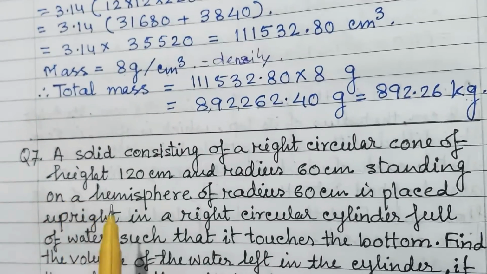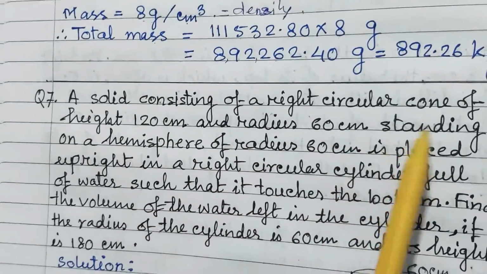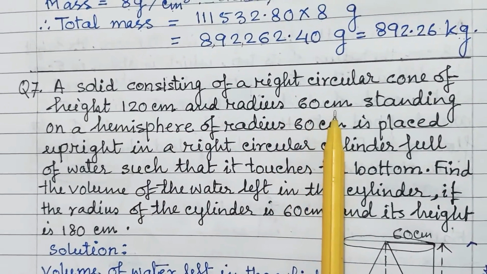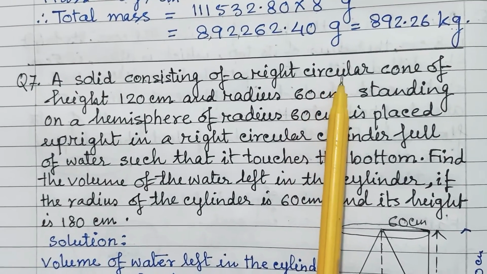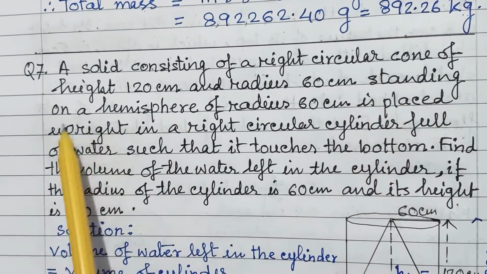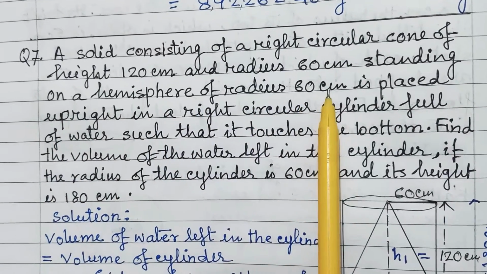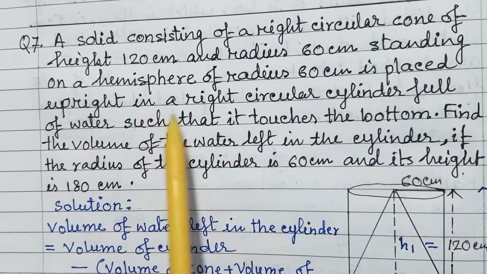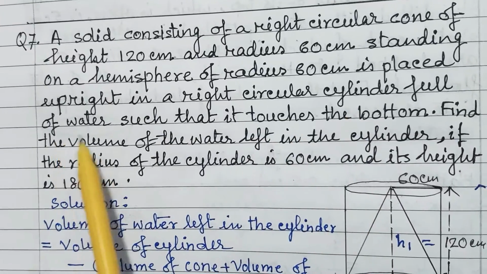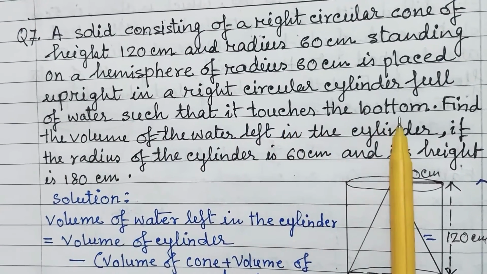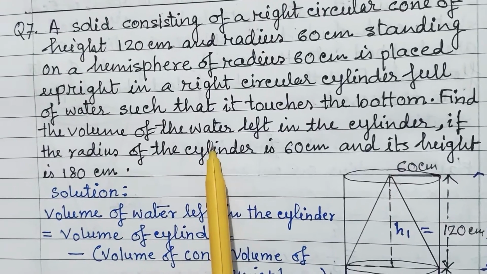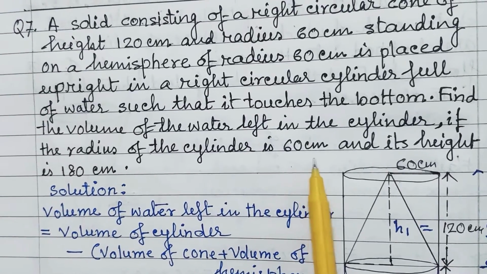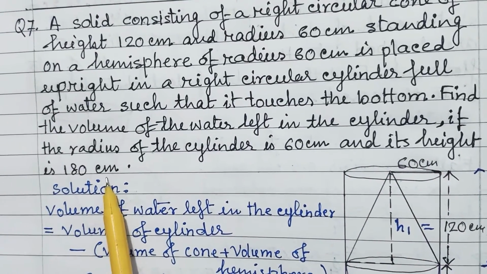Question number 7. A solid consisting of a right circular cone of height 120 centimeter and radius 60 centimeter, standing on a hemisphere of radius 60 centimeter. Both the radii are the same. It is placed upright in a right circular cylinder full of water such that it touches the bottom. Find the volume of the water left in the cylinder if the radius of the cylinder is 60 centimeter and its height is 180 centimeter.